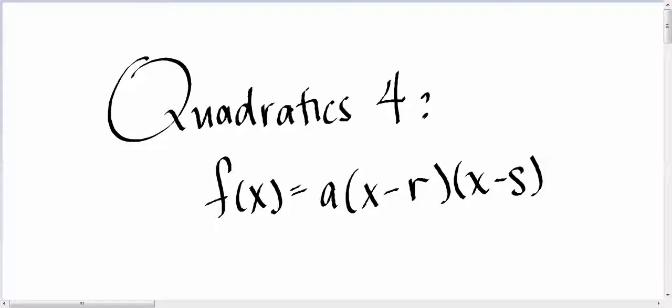This is Quadratics 4. Let's get started on this. We've been looking at quadratics. We've basically been looking at parabolas and the different things that they do, right?